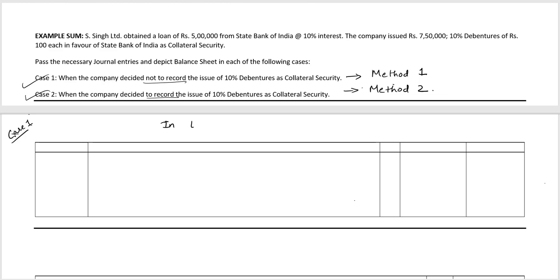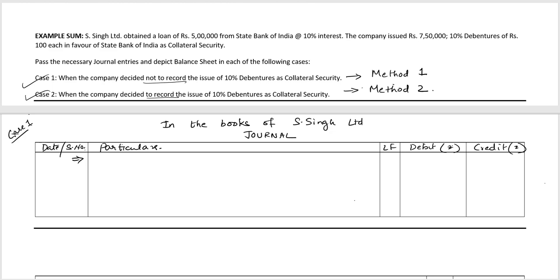We'll begin with the journal entries in the books of Essing Limited. Journal. We have date/serial number, particulars, LF, debit rupees, credit rupees.